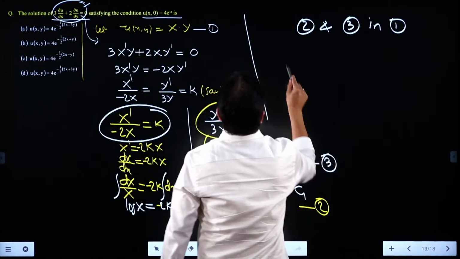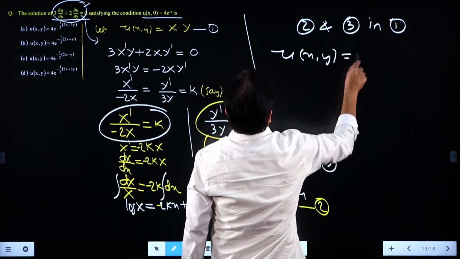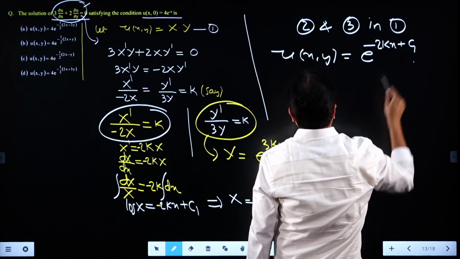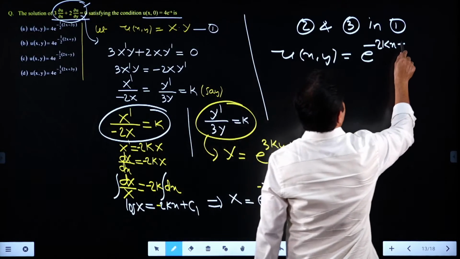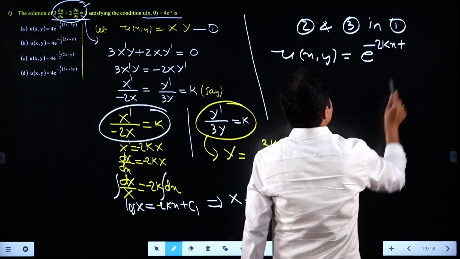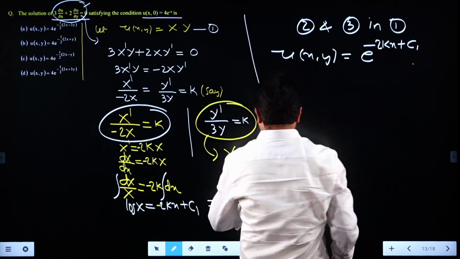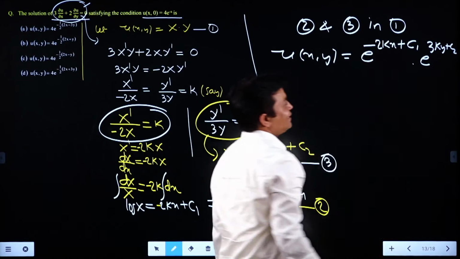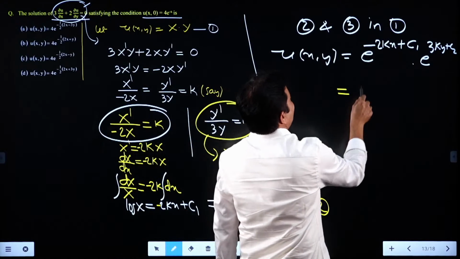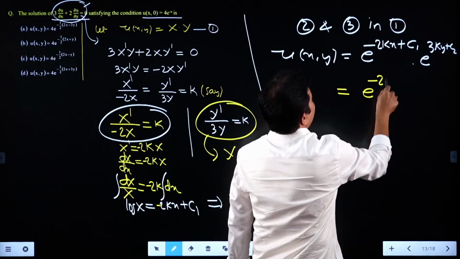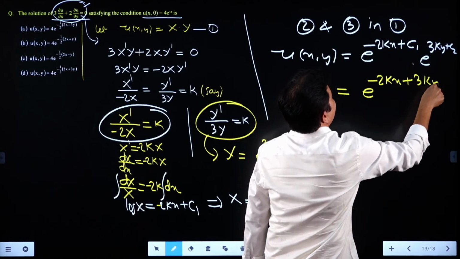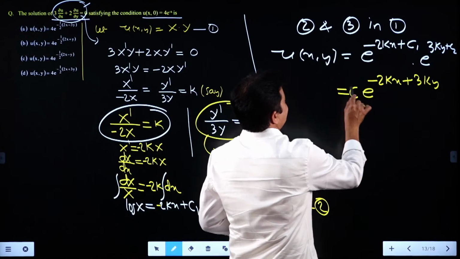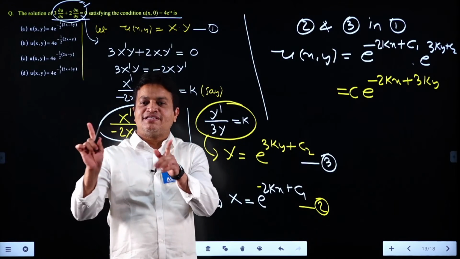That means u of x comma y equal to capital X, which is e power minus 2kx plus c1, into capital Y, which is nothing but e power 3ky plus c2. Now combine together like a power m into a power n form: e power minus 2kx plus 3ky plus c1 plus c2, some c3, e power c3, some c. What is that c? e power c1 plus c2.